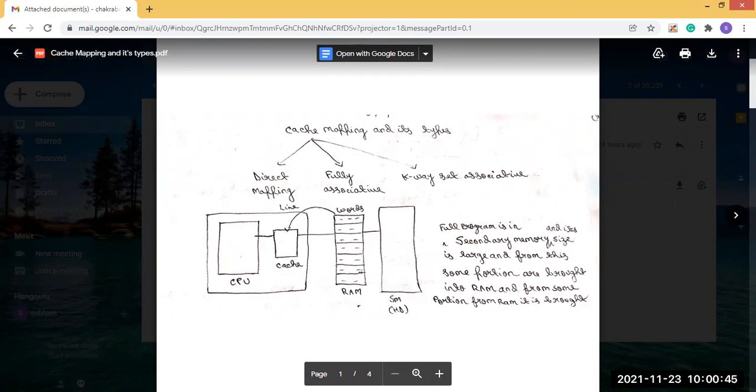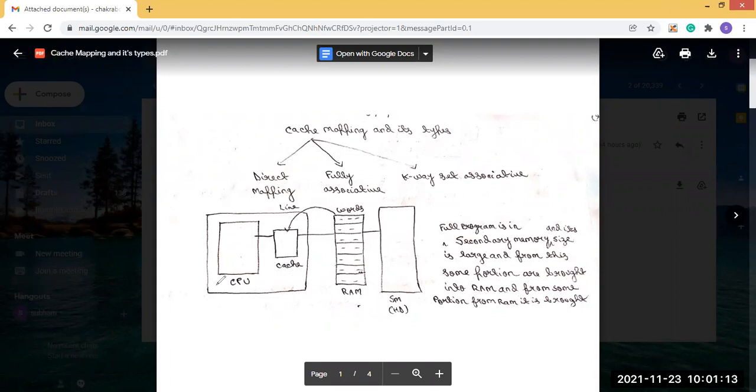Now there are three types of cache mapping: direct mapping, fully associative mapping, and k-way set associative mapping. Before starting this, let's see how the architecture of our normal system is laid out.